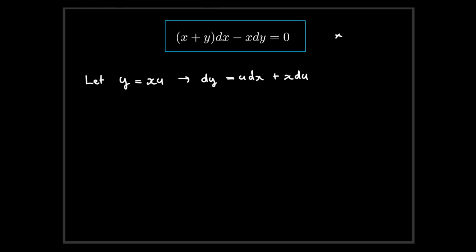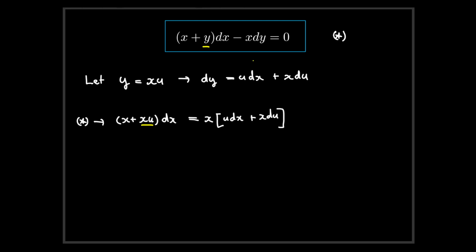And then this equation just becomes x plus xu, because that's what y is, times dx. Now I'm just going to shift the negative x dy over to the right-hand side of the equation. Then we just have x times dy, and we've computed what dy is. That's going to be u times dx plus x times du.